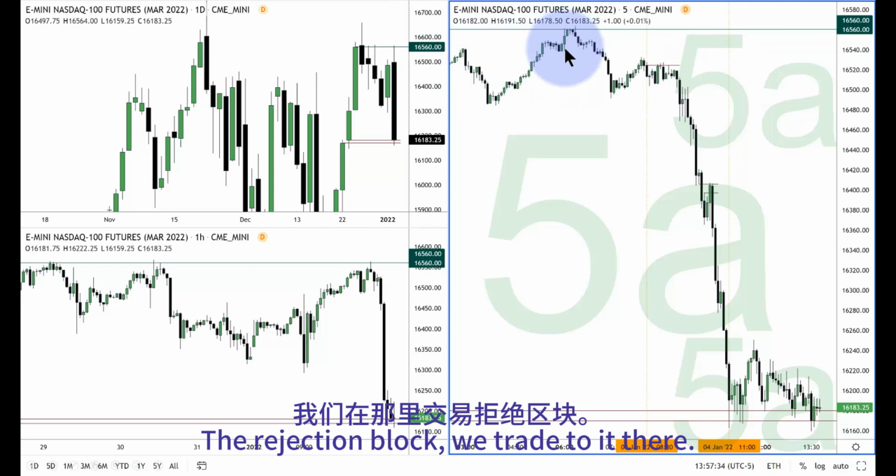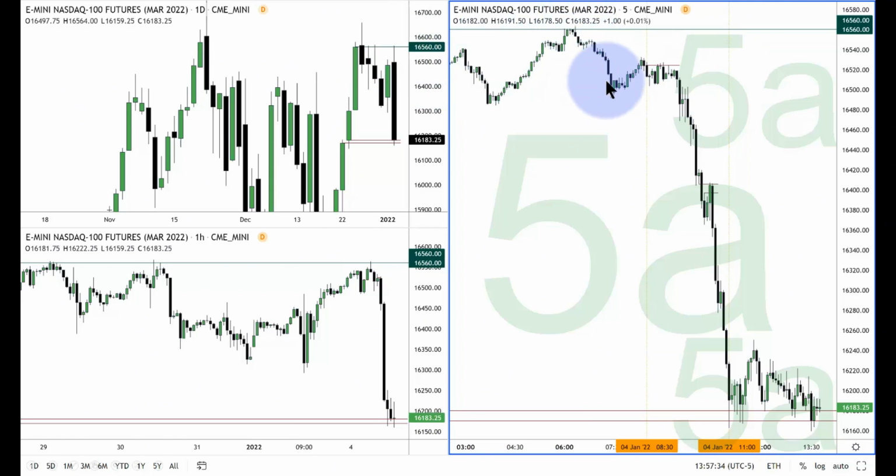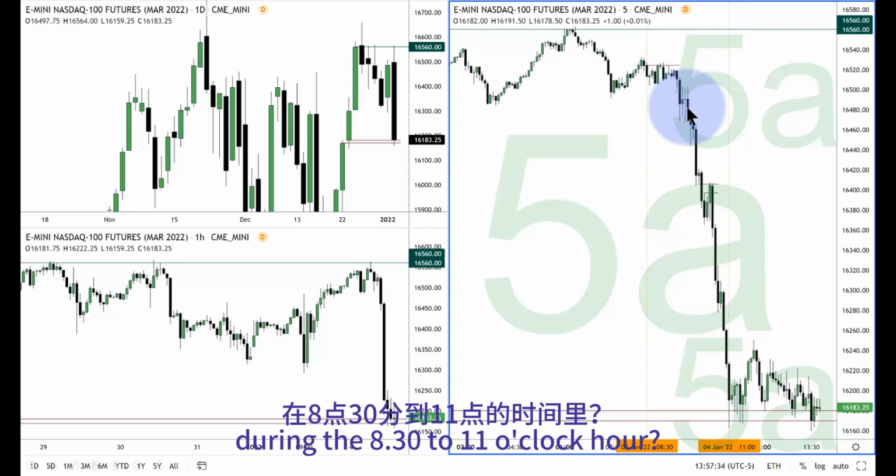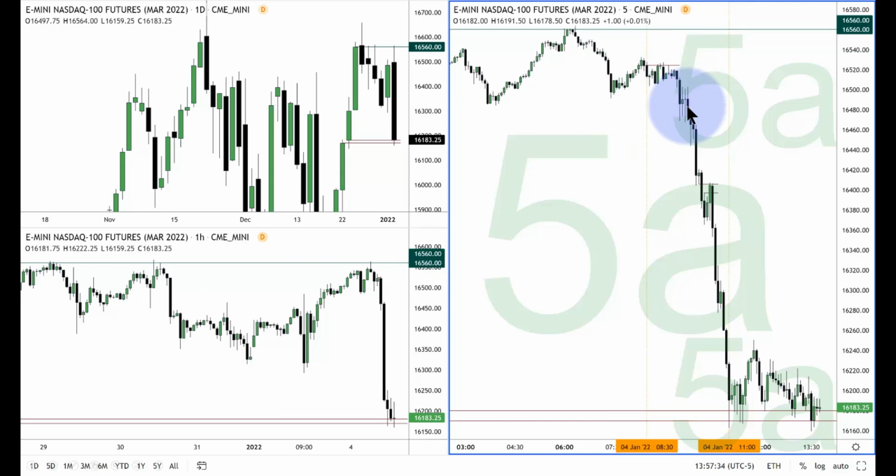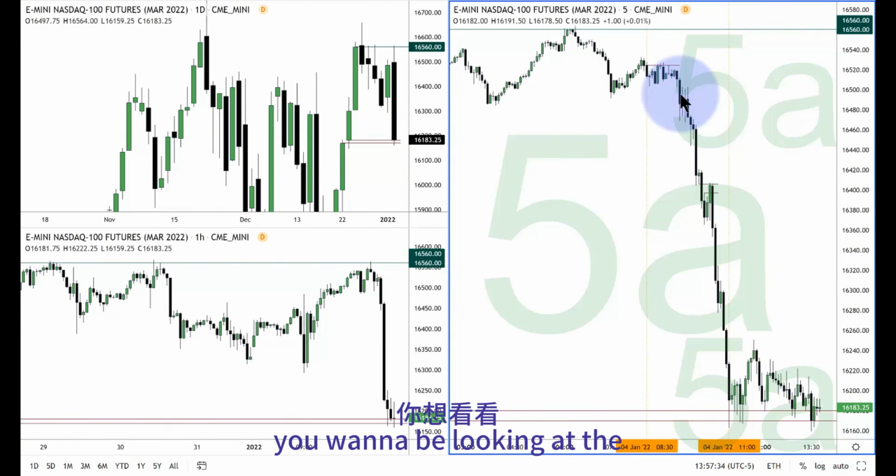The rejection block, we trade to it there. Does it repel? Yes. Do we have a swing low that's broken during the 8:30 to 11 o'clock hour? Yes.